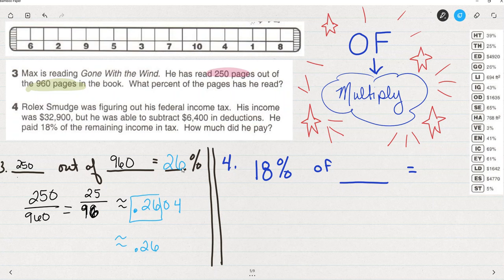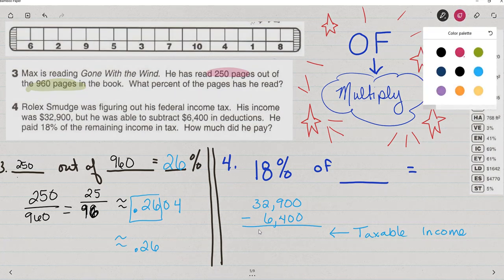Rolex Smudge was figuring out his federal income tax. His income was $32,900, but he was able to subtract $6,400 in deductions. So how much taxable income does that give him? $32,900 minus $6,400 gives us his taxable income. In case you're not familiar with these deductions, what it means is there's a part of your income that you don't have to pay the taxes on. So we have $32,900 minus $6,400.